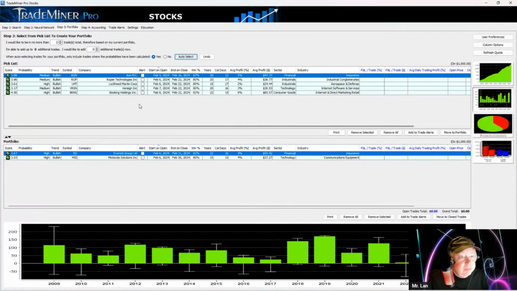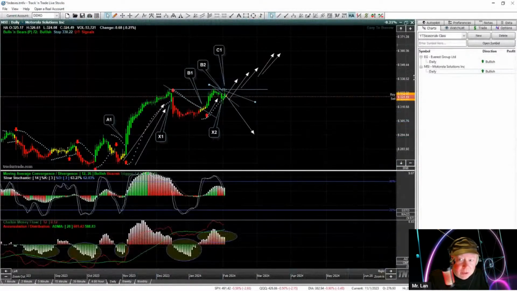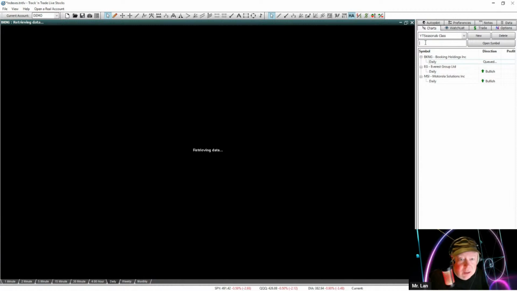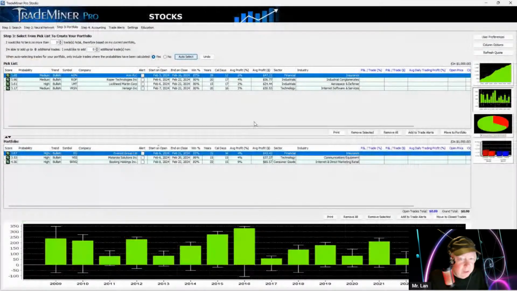Not the prettiest setup. Let's see. Let's do one more. Say we can do 3. Auto select 3. So its third favorite one is bookings. And I'm going to skip that one, and I'm going to tell you why. BKNG. Well, we'll go pull it up and I'll tell you why I'm not going to waste my time on it. BKNG. $3,548 per share. That's why I'm not going to waste my time with it. Let's do the next one.